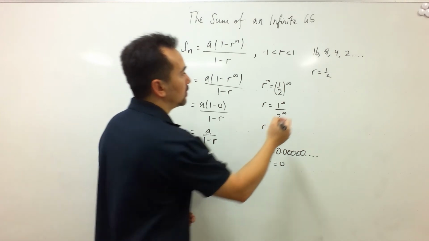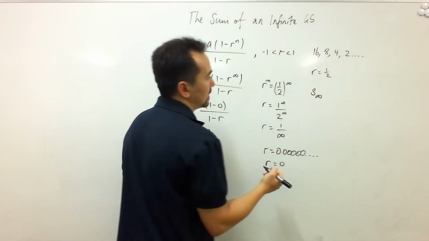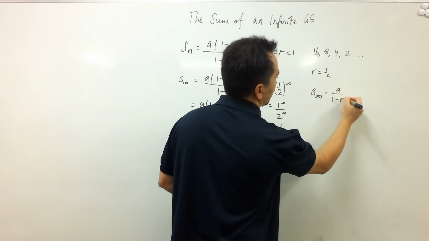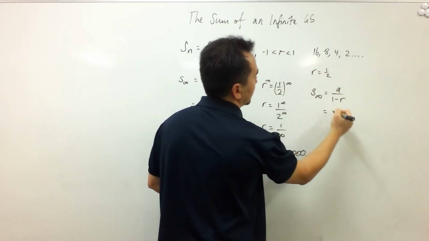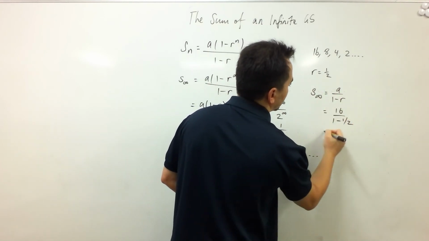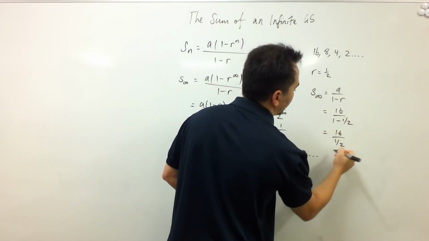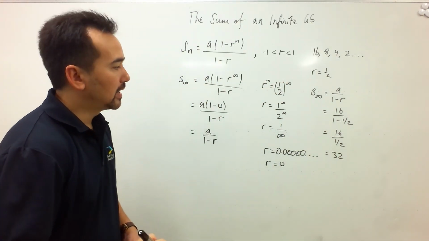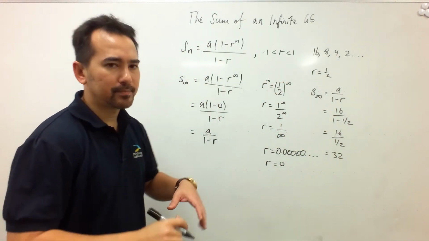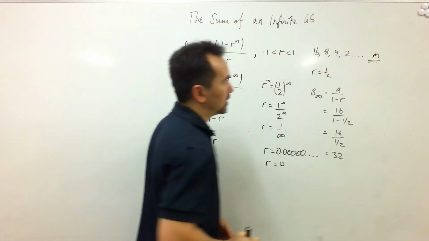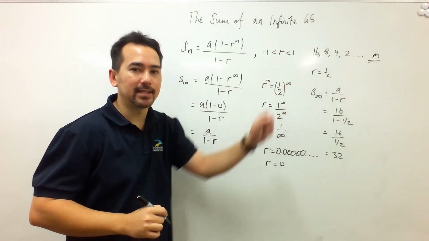Okay, using this formula, we have s to infinity is equal to a over 1 take away r. A is 16, r is 1/2, and so we get 16 over 1/2, which is 32. And so what that means is, let's put this into a context. Let's say I'm talking about a distance in terms of meters. Let's say I'm pacing out 16 meters.